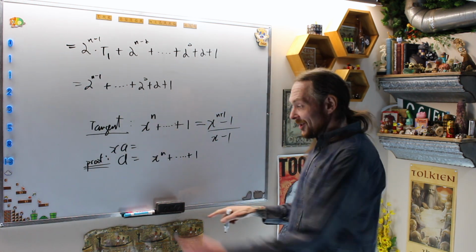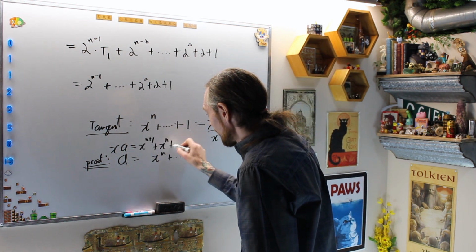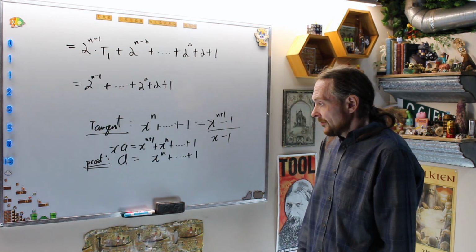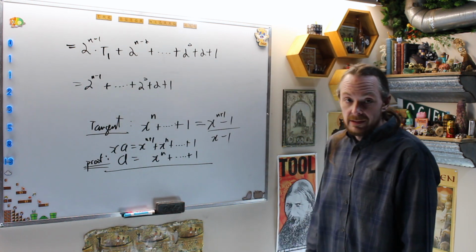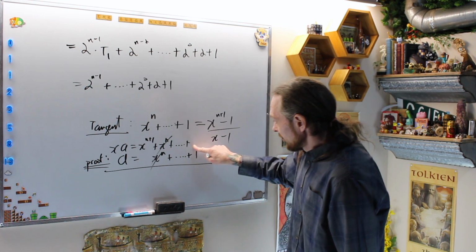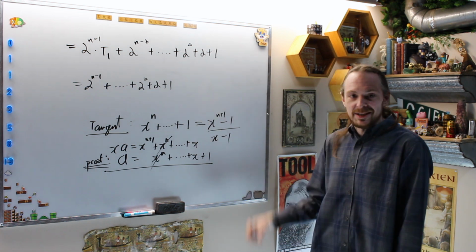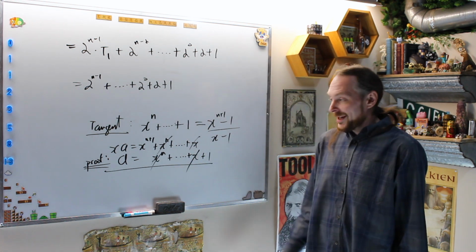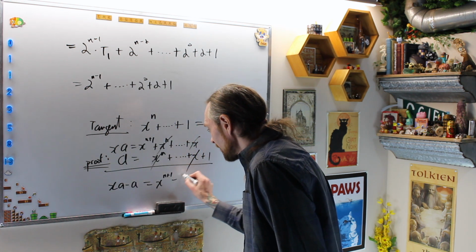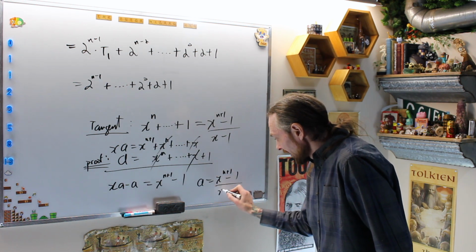Multiplying by x shifts all the powers, so this will be x to the n plus 1 plus x to the n plus 1. Subtract those from each other. What do I get? Oh, no, this one has no constant term anymore, since it shifted. They all go away. That gives me xa minus a equals x to the n plus 1 minus 1, or a equals x to the n plus 1 minus 1 over x minus 1.